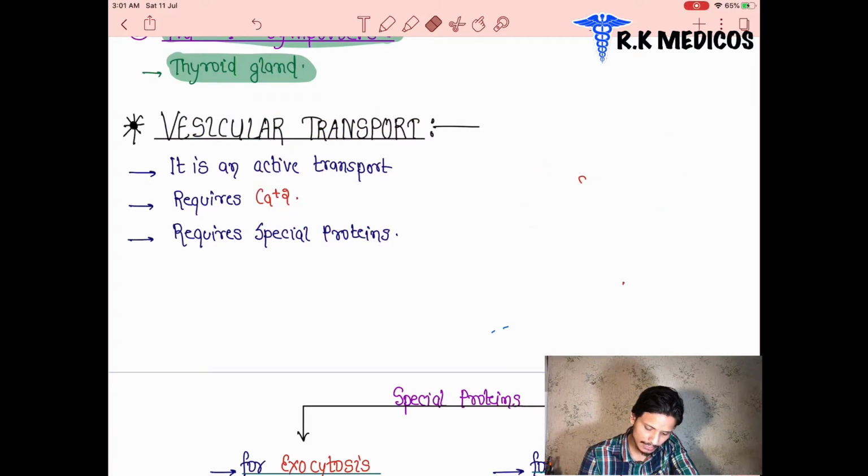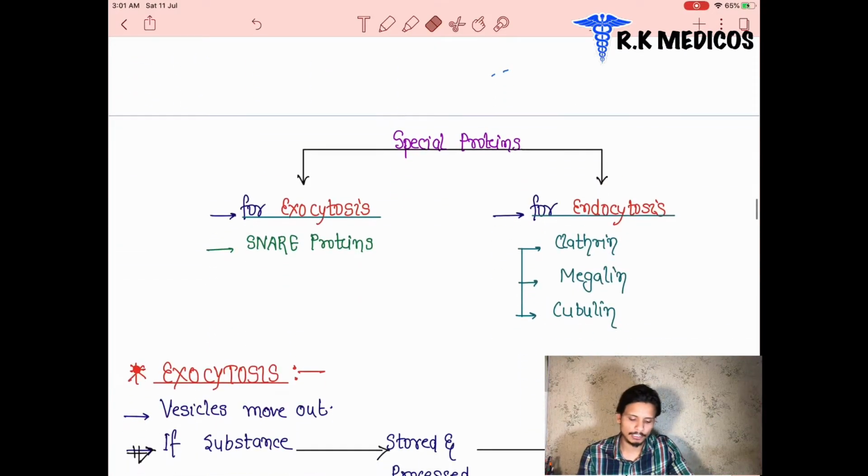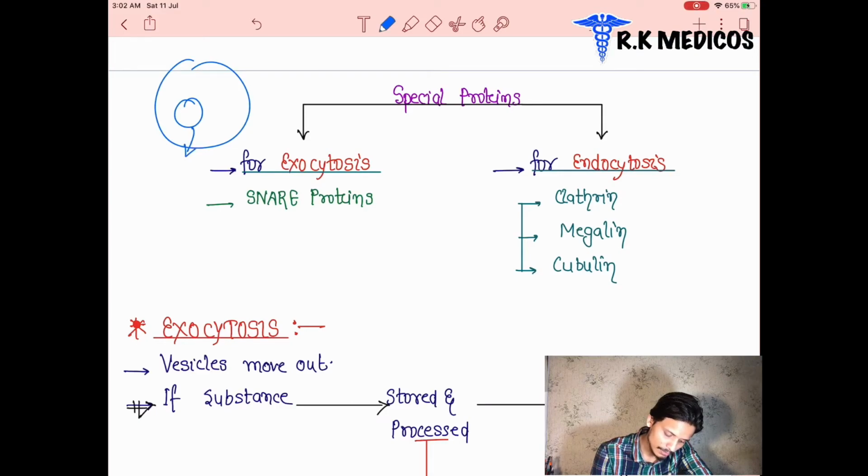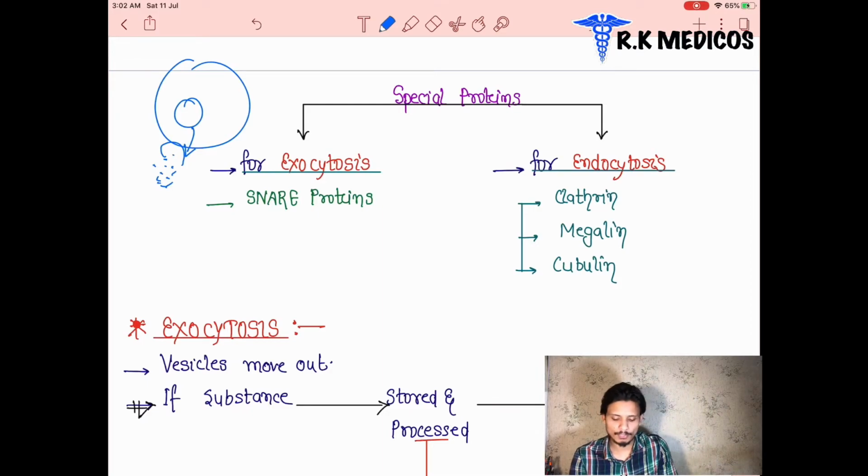We can see here a special protein. Suppose that this is the cell, and molecules are moving from inside the cell to outside through an opening of the cell's contents. This process is called exocytosis.